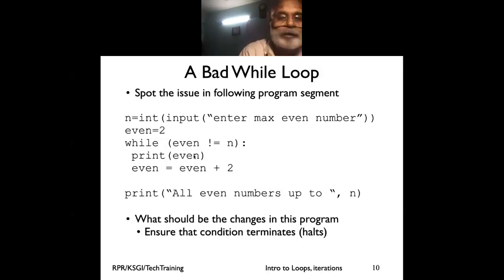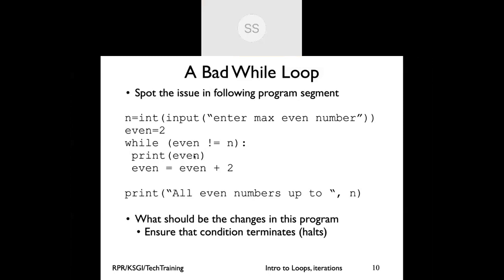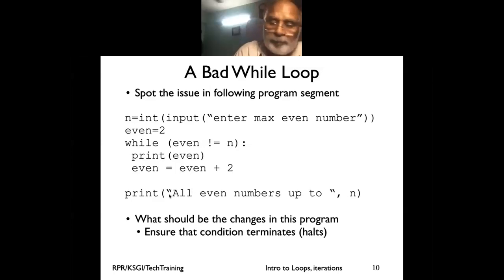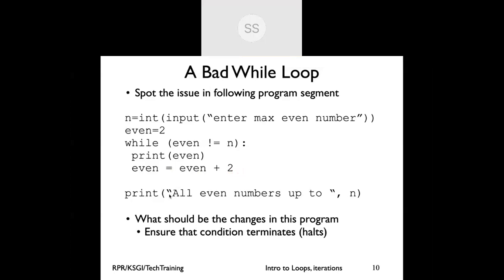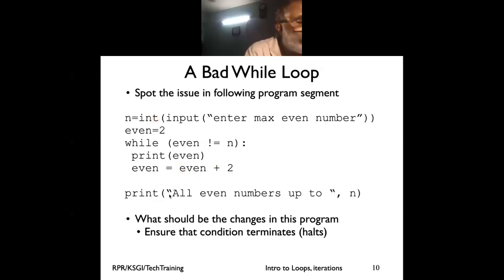Excuse me. Yeah. What does the line even equals even plus 2 mean? Correct, so even is a variable. We started with 2. I'm saying add 2 to this number, which becomes 4, and assign it to a variable which happens to be even. That basically means even gets overwritten. First time my even is 2. When this line is executed, even becomes 4.